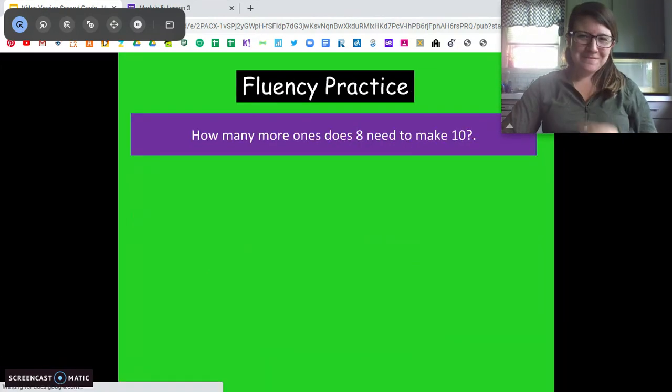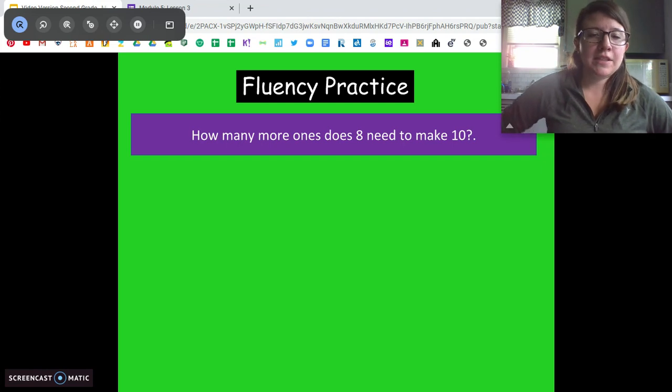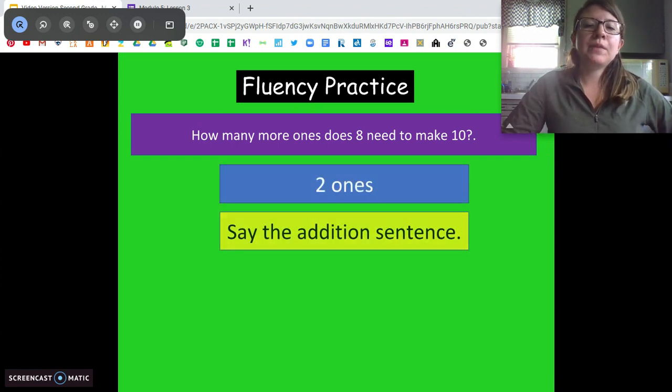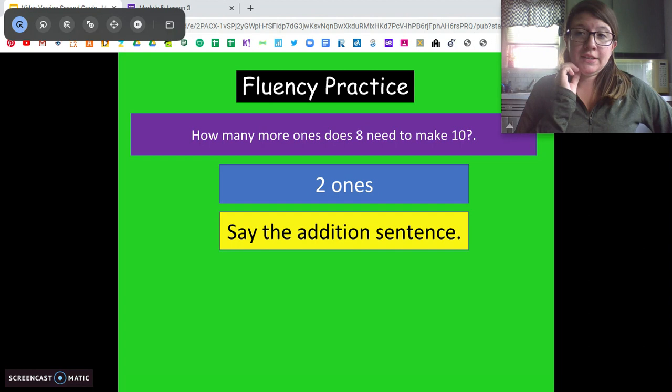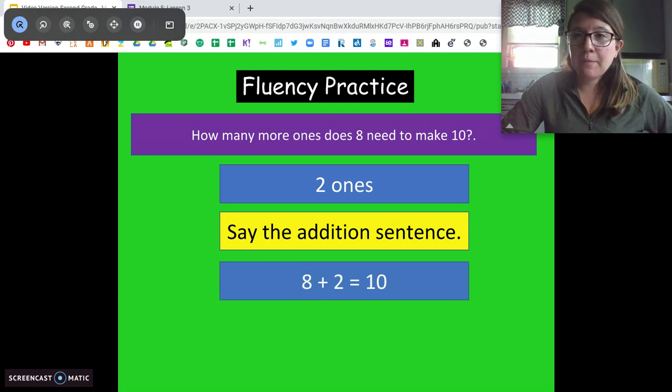Good job. Okay, let's do a little bit of fluency practice. I just want you to tell me this answer. You don't have to write it down. How many more ones does 8 need to make a 10? 2. Very good. So let's say that addition sentence. Tell me what that addition sentence would be. Yeah, it's going to be 8 plus 2 equals 10.